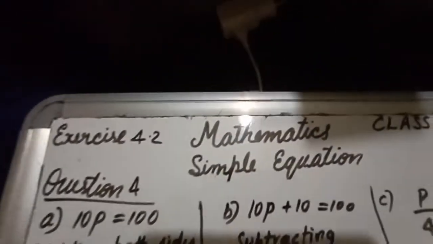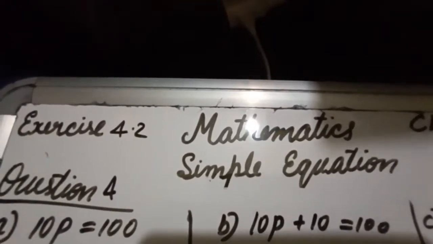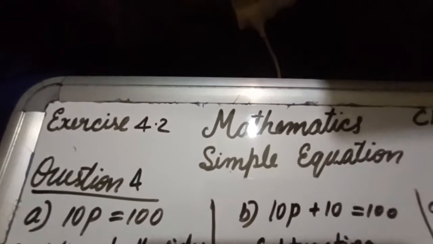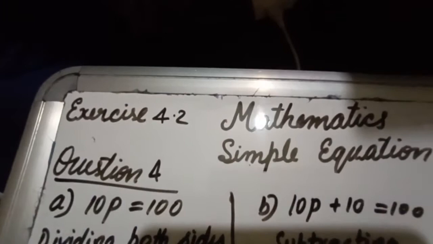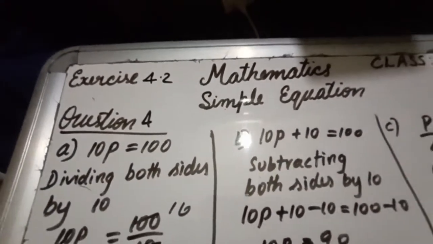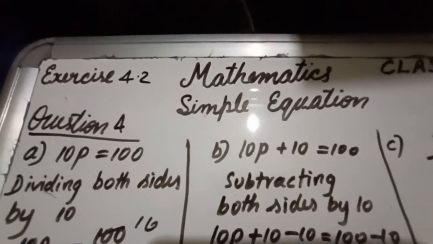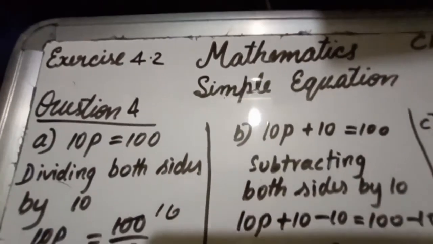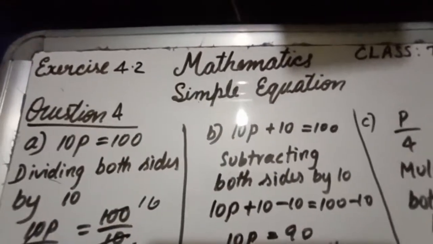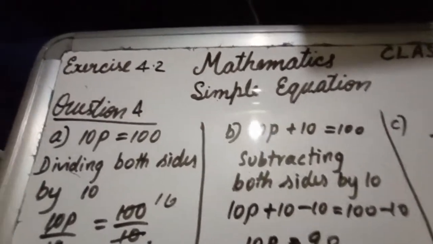Now B question: 10p plus 10 is equal to 100. Here we have to first separate this 10, because it is plus 10. If we subtract, minus 10: 10p plus 10 minus 10, 100 minus 10. Whatever we do, we have to do for both sides. Don't forget it. 10 gets cancelled. Plus minus, the same signs are there. 100 minus 10. 10p is equal to 90.